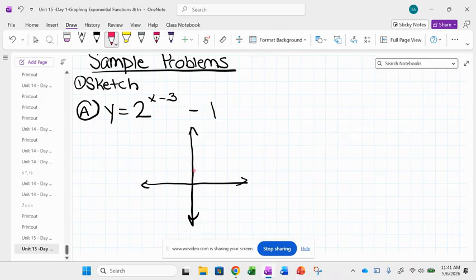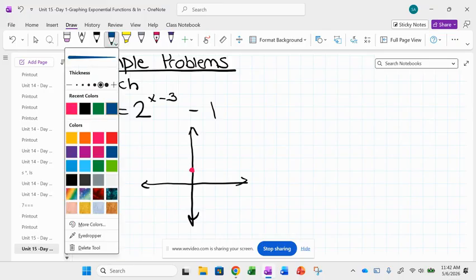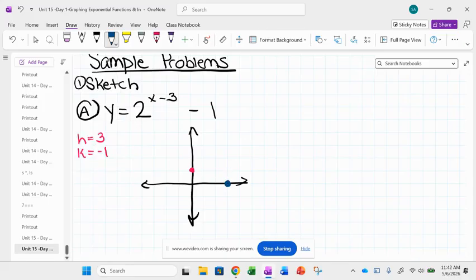Okay, so for my parent graph, my key point would have been the point (0, 1). Now, looking at the shifting, my h is 3 and my k is negative 1. Do we agree? So now I'm going to take that key point and where am I going to move it? 3 units to the right and 1 unit down. So now this new blue point is my key point. And based on what I said before, once I identify my key point, I'll always have a horizontal asymptote 1 unit below the key point. So here's my horizontal asymptote.